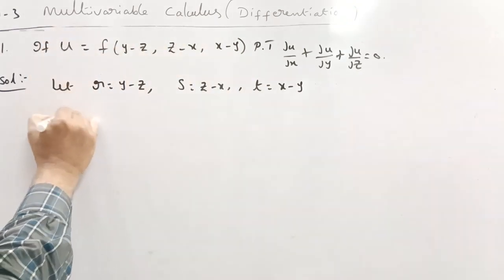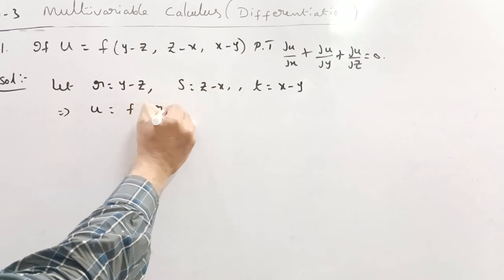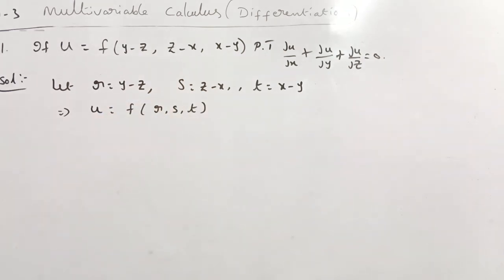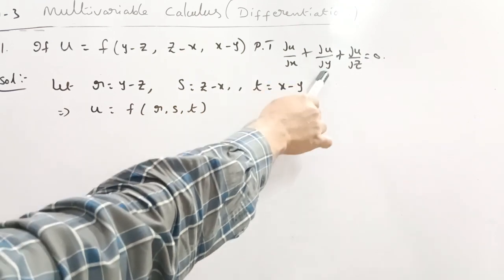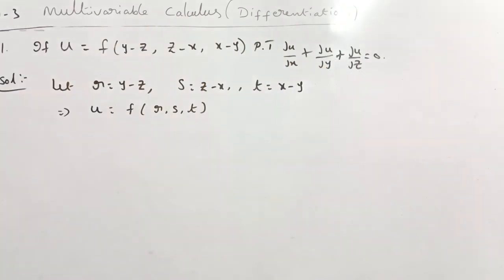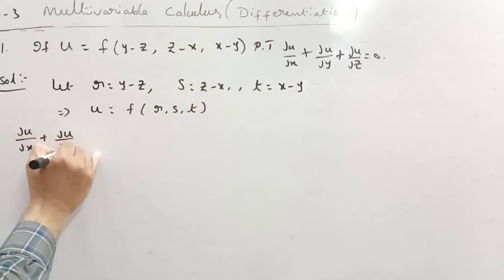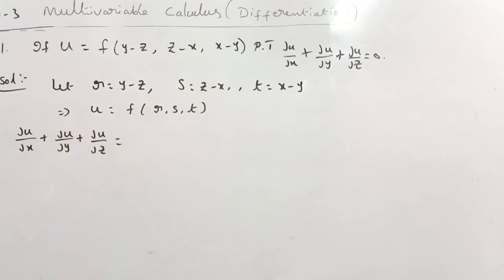So therefore, what is our given function converted to? u is equal to f of r comma s comma t. Our given function is converted in terms of r, s, t. So what do we have to find? We have to prove that ∂u/∂x plus ∂u/∂y plus ∂u/∂z is equal to 0. So then what is the formula according to chain rule?